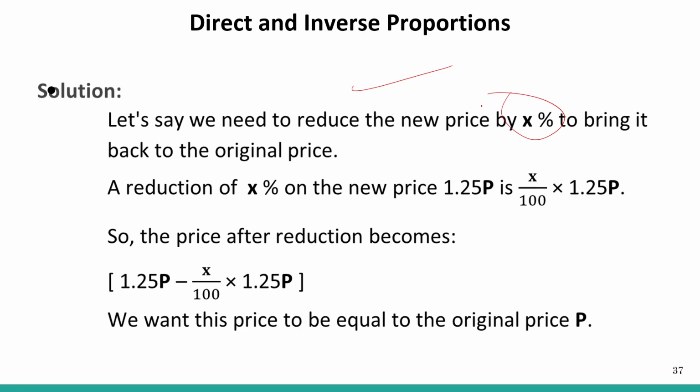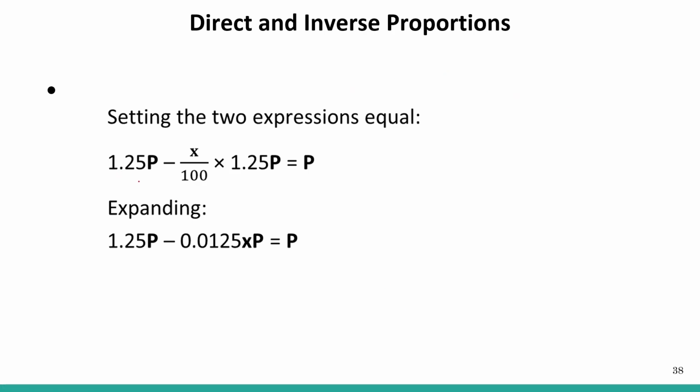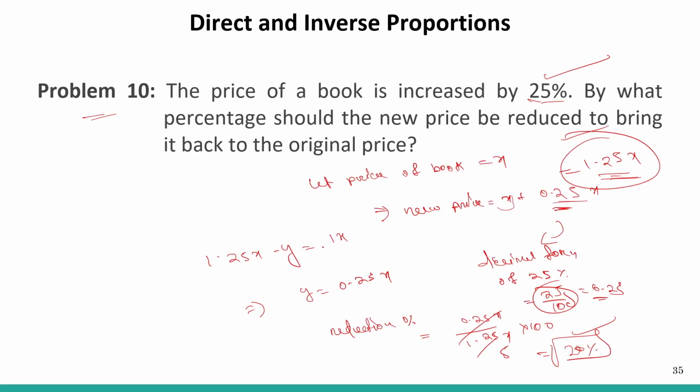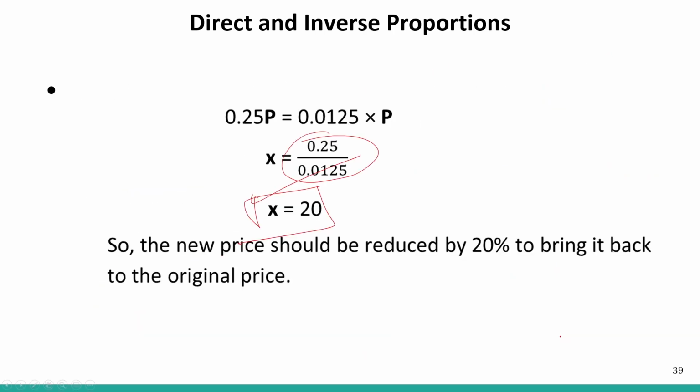So let's say we need to reduce the new price by x% to bring it back to the original price. So x% will be what? 1.25p minus x by 100 into 1.25p. So we want this price to be equal to p. So expanding further, what we can guarantee here is 1.25p minus 0.0125xp is equal to p. So this is equal to 0.25 by 0.0125, which is nothing but x is equal to 20, right? So we have already arrived at the conclusion that you need to reduce the price by 20%.